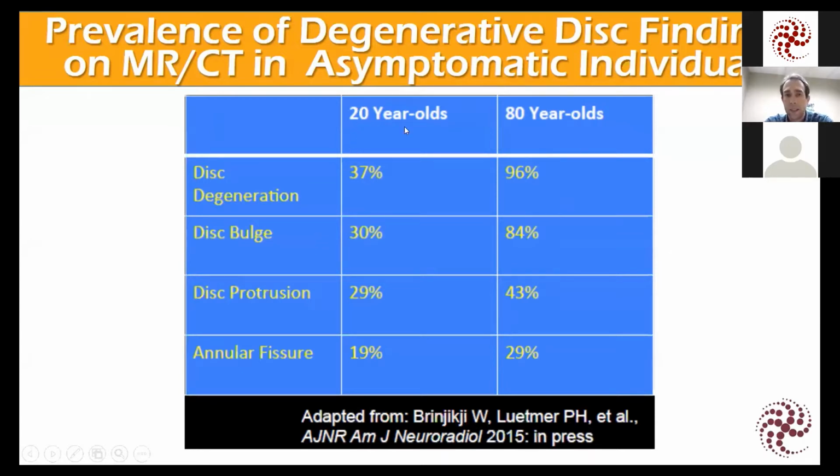And then you can see even in 20-year-olds, you can see these abnormalities in the discs. And so just because there's a disc bulge or a disc protrusion on your MRI doesn't necessarily mean it's painful or dangerous, just because they're very common and people have absolutely no pain.